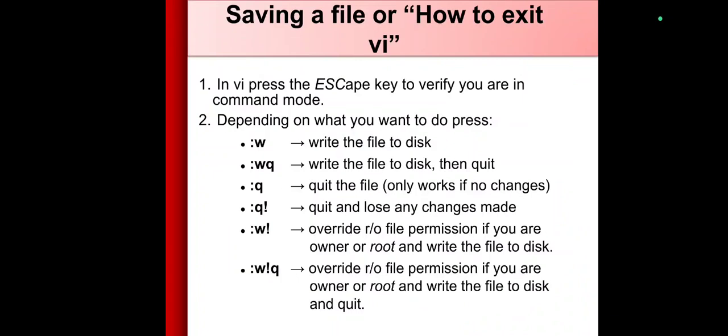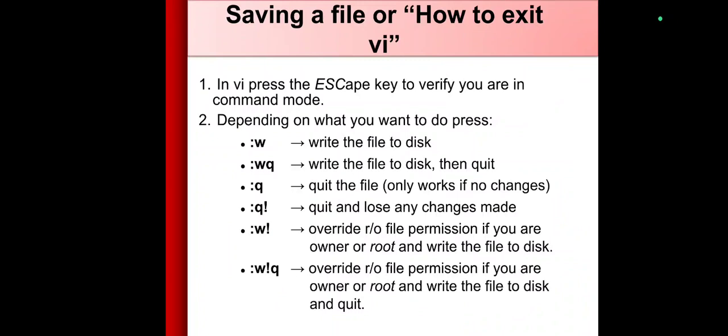Saving a file or how to exit VI. In VI, press the escape key to verify you are in command mode. Depending on what you want to do, press :w to write the file to disk. :wq writes the file to disk, then quits. :q quits the file. :q! quits and loses any changes made.